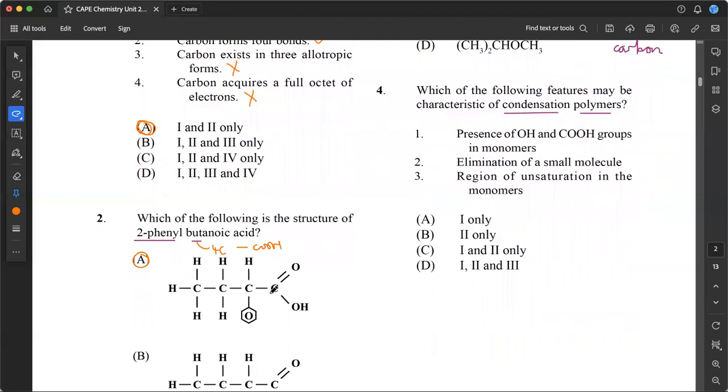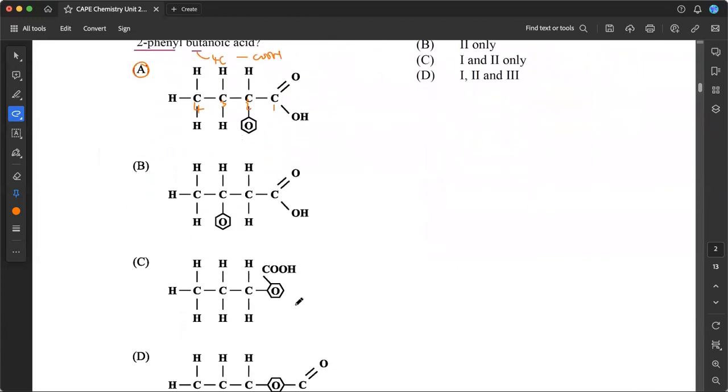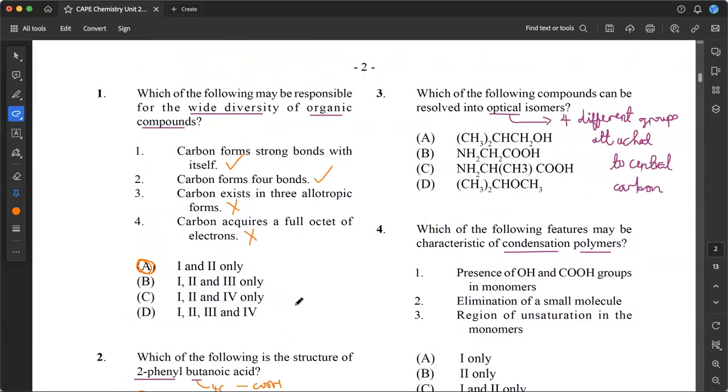So we see 1, 2, 3, 4. So that's a butanoic acid. And let's count from here, 1, 2, 3, 4. So on the second carbon, we see that we have that phenyl ring, and we have 4 carbons in a chain, so that's butanoic acid, and then the carboxylic group tells us that it's an acid. So our answer for 2 is A. Moving along to question 3 now.